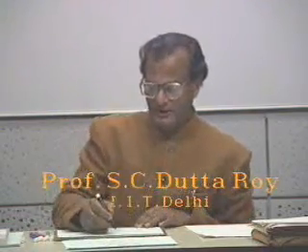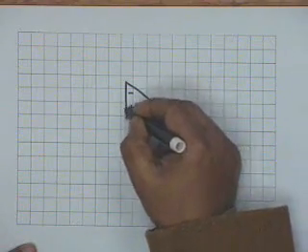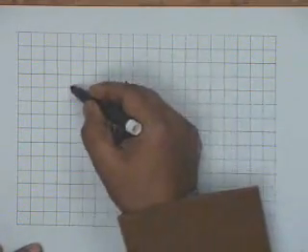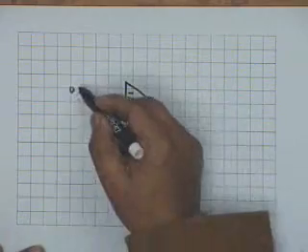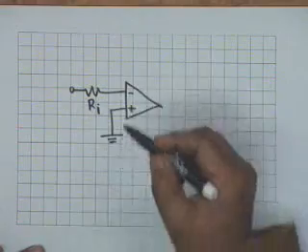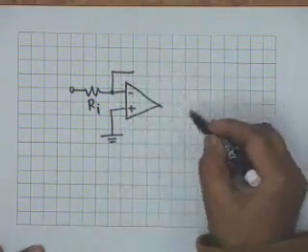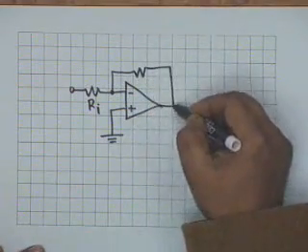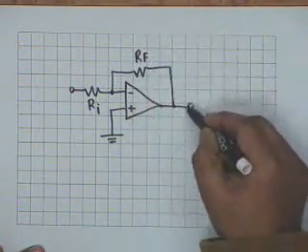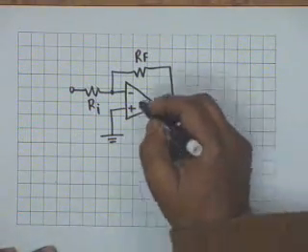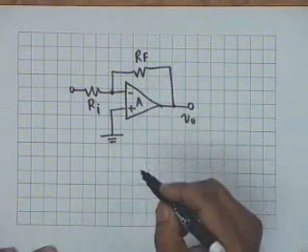and with this definition and assumptions about an ideal op-amp, we analyzed a simple amplifying circuit in which the non-inverting terminal is grounded and input is applied to the inverting terminal through a resistance, let us say Ri, and there is feedback, that is, there is a connection between input and output through another resistance Rf, and this output is V0.